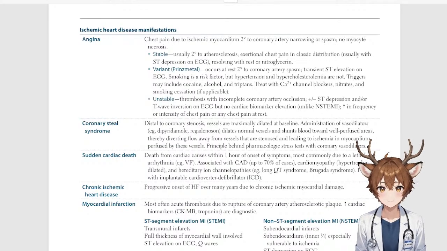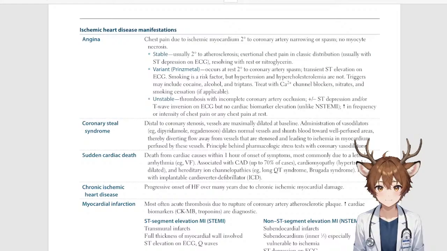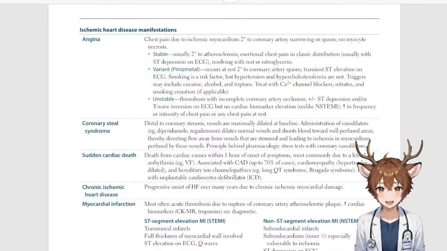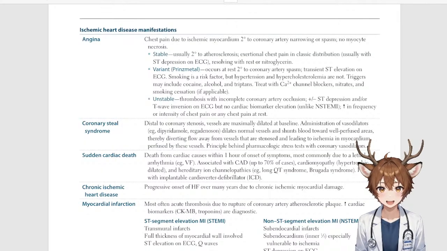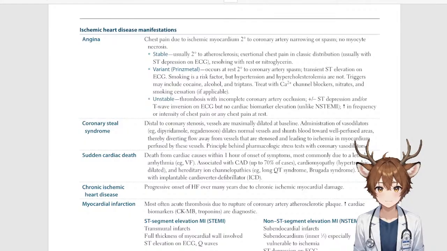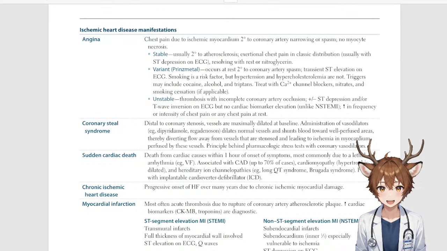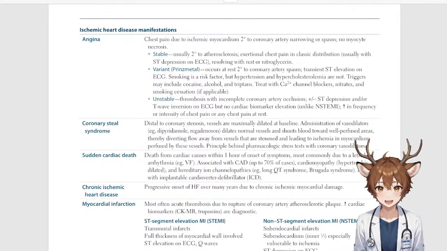Okay. Coronary artery disease. Angina. Chest pain due to ischemic myocardium secondary to coronary artery narrowing or spasm. No necrosis. Stable, usually secondary to atherosclerosis, greater than 70% occlusion. Exertional chest pain in classic distribution, resolving with rest or nitroglycerin.